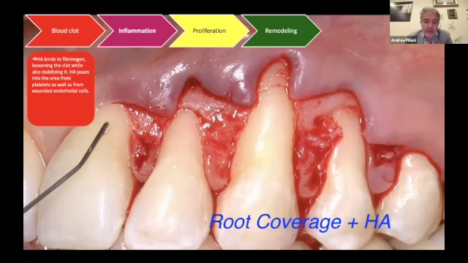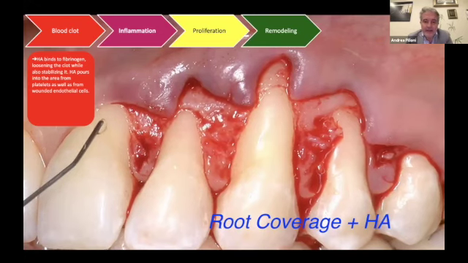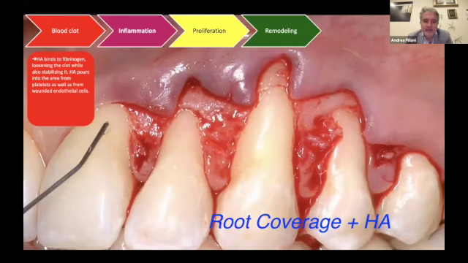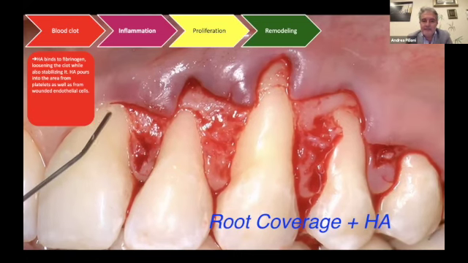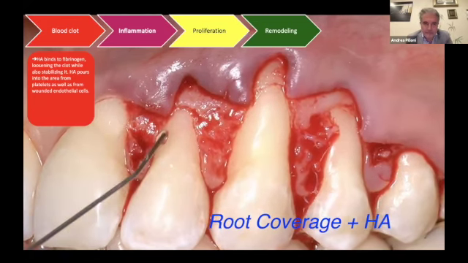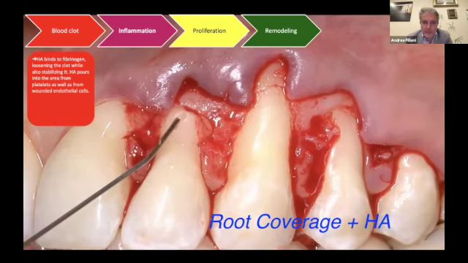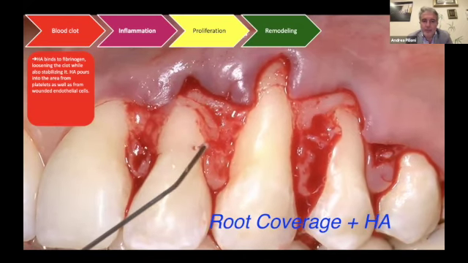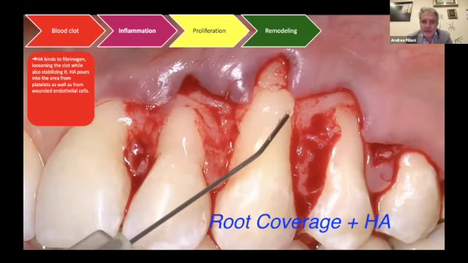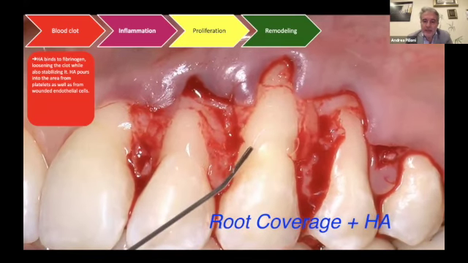How can we conceive root coverage techniques or mucogingival surgery plus hyaluronic acid? Well, we know that by applying this molecule, we are into blood clot, monitoring the inflammation, cell proliferation, and remodeling. And we'll see that what we do clinically should match the biology.